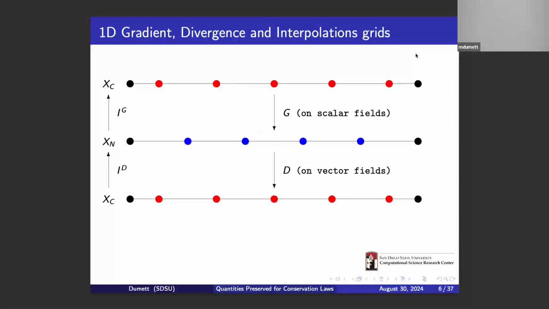Let's talk very rapidly about the gradient and divergence. When you talk about the gradient, you apply the gradient to scalar fields. And when you talk about the divergence, you apply the divergence on vector fields. So for the gradient, the input in the continuum is a scalar field, and the output is a vector field. And for the divergence, the input is a vector field, and the output is a scalar field.